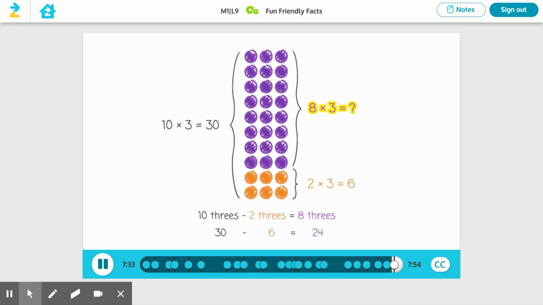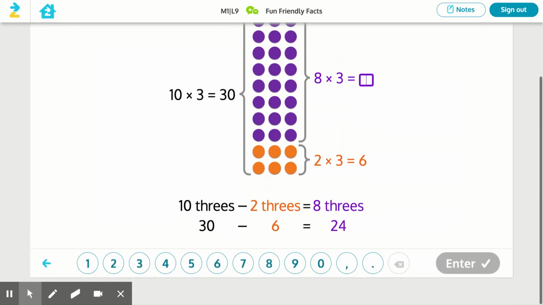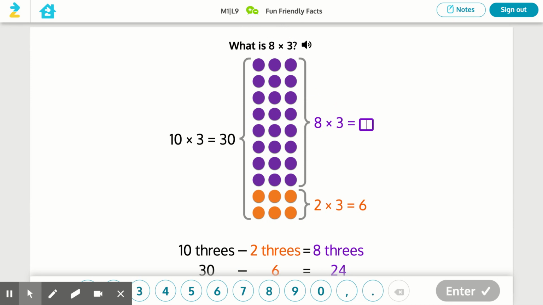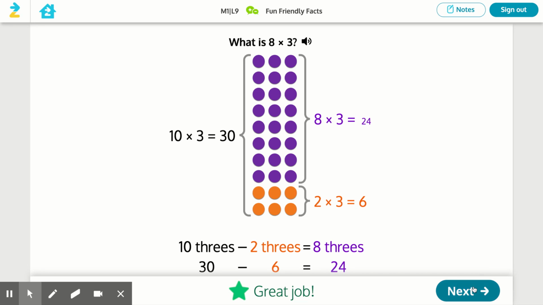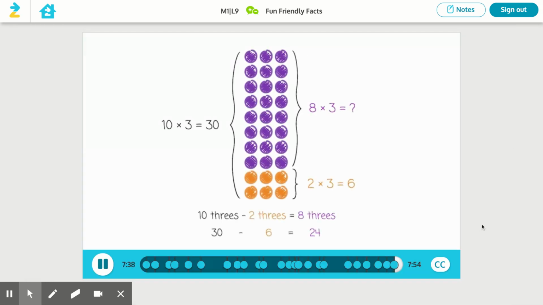So 8 times 3 equals what, guys? Answer in your Nearpod. That's right. 8 times 3 equals 24. Great work. 8 times 3 equals 24. We found this by subtracting with easier facts: 10 threes minus 2 threes.